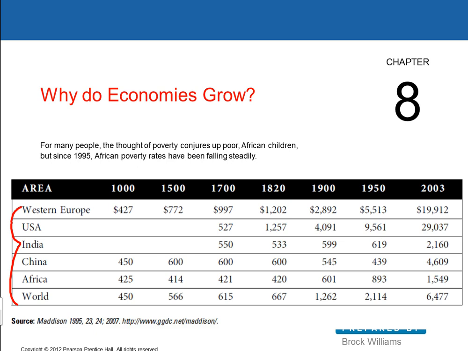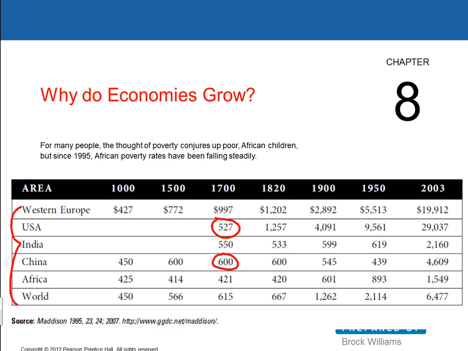So in 1700, the per capita GDP in the USA was 527. Notice that in China it was actually larger. It was 600. And you can see Western Europe had almost double what the USA did, and notice that in 2003 they have less. It's kind of interesting. And in India, notice that the per capita output in the USA and India was about the same in 1700, and now it's significantly different.